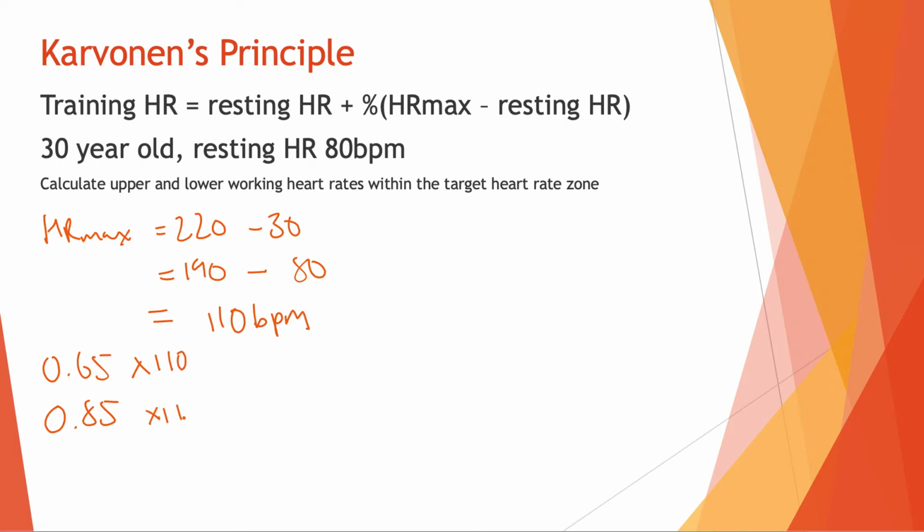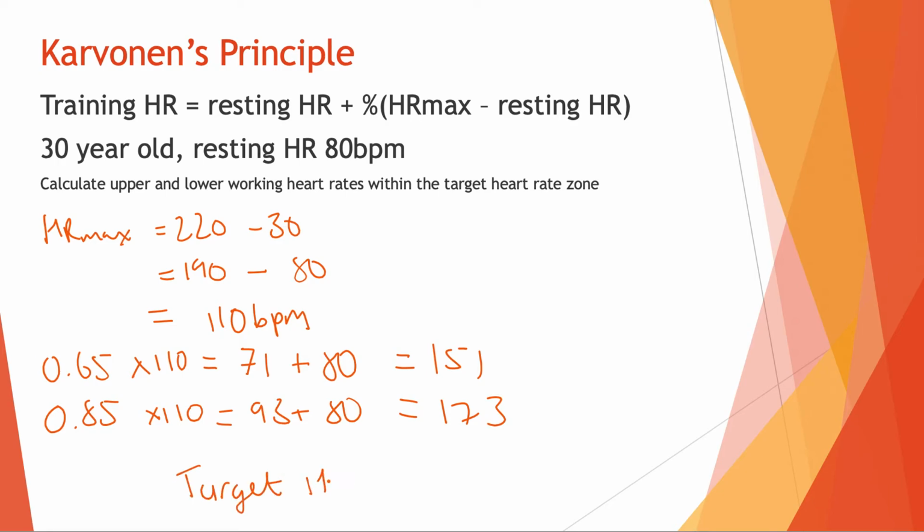So 0.65 times 110 is 71. 0.85 times 110 is 93. We then need to remember to add on the resting heart rate. So add on 80, which gives us 151 and 173. So this person's target heart rate is between 151 and 173 beats per minute for this session.